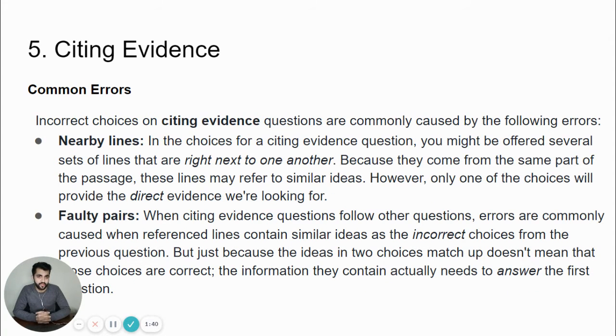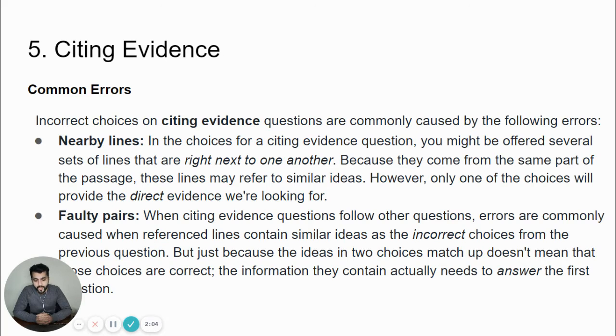What are the common errors here? Nearby lines. In the choices for the citing evidence question, you might be offered several sets of lines that are right next to one another. Because they come from the same part of the passage, these lines may refer to similar ideas. However, only one of the choices will provide the direct evidence we're looking for.